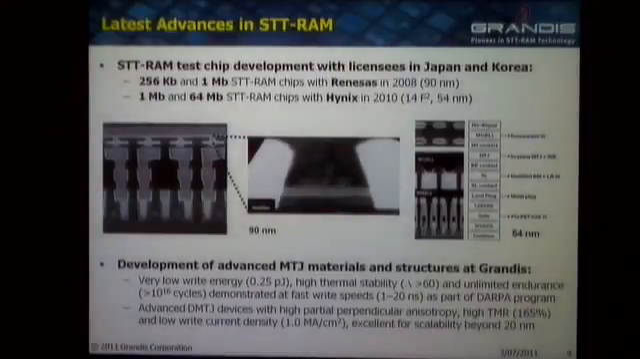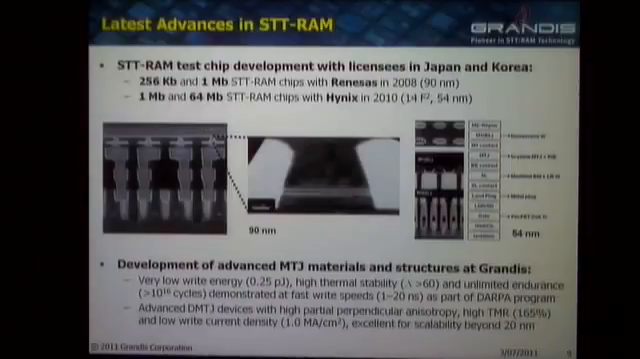So this graph summarizes some of the chip development that we've been doing with our partners over the last 2 or 3 years. The images on the left are from a Renesas chip at 90 nanometers from 2008, and the ones on the right are from a Hynix chip that we developed with them at 54 nanometers, and we showed this at the IEDM conference a couple of months ago. So they're similar, but with a few key differences. In the case of Renesas, the MTJ is placed up here between metal 3 and metal 4.